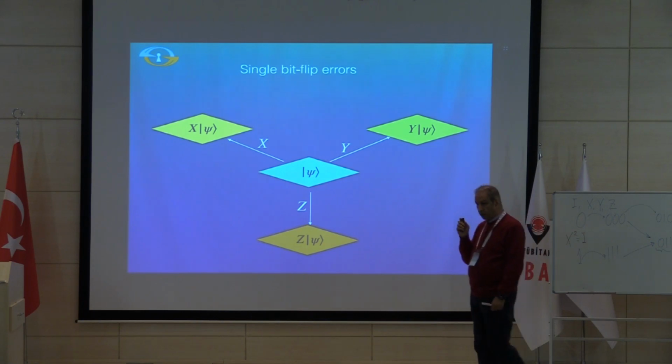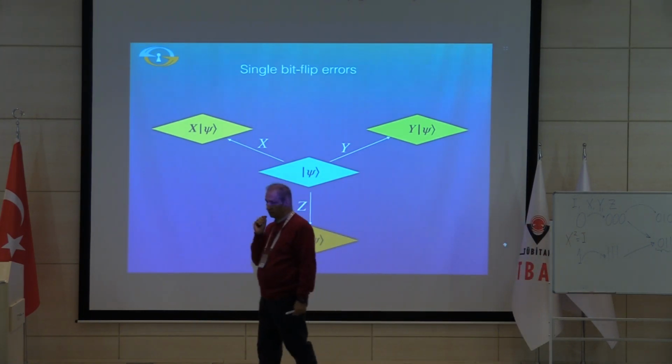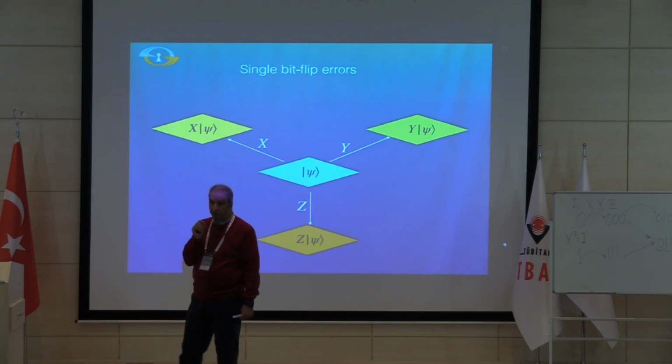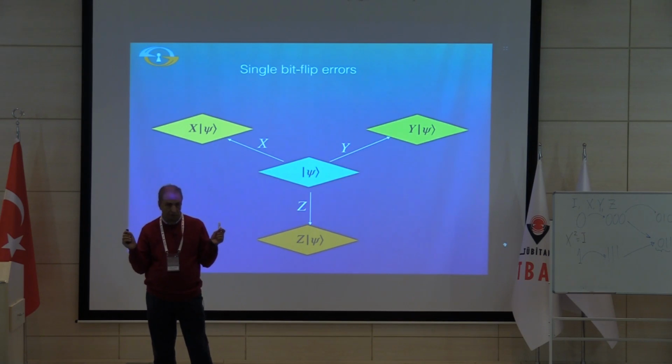The point is that by this strategy, I should not be able to find the state itself. Because finding the state itself means that you ruin the state, destroy the superposition, and destroy the information. You should only understand the error itself, whether it is X, Y, Z, or 1. Clear? Is it clear? Any question?